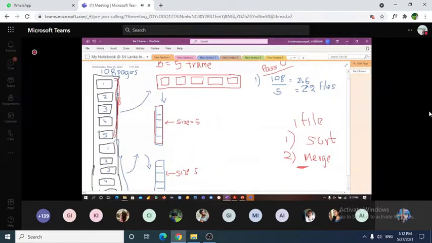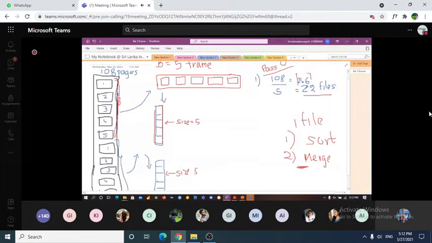From this you have to identify how many files will come at the end. When I take the first 5 pages, I'm getting 1 file. The second 5 pages, I'm getting the second file. Likewise, to sort all the 108 pages, 108 divided by 5 is 21.6. So 21.6 means 21 files and another partial file is added there. I can't ignore that, so I take the ceiling value and there are 22 files. If I sort all these 108 pages, at the end I'm getting 22 files.